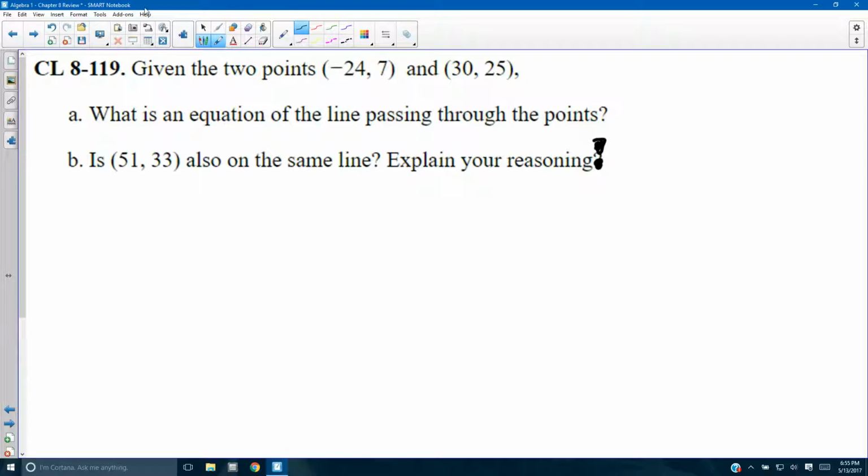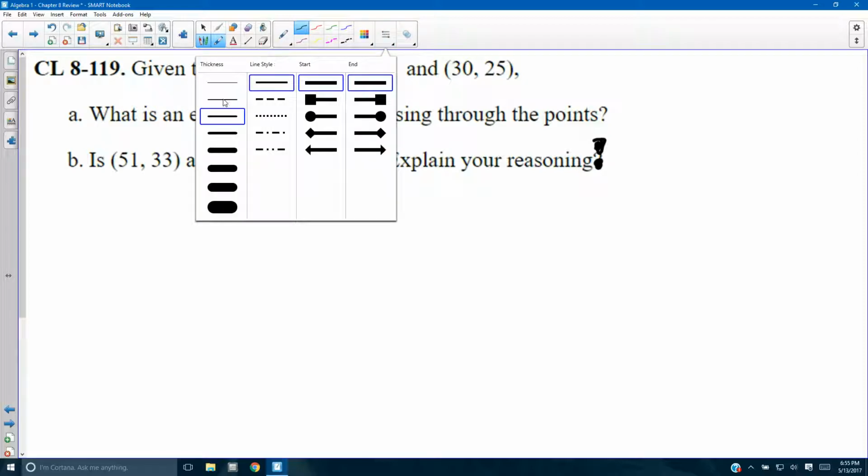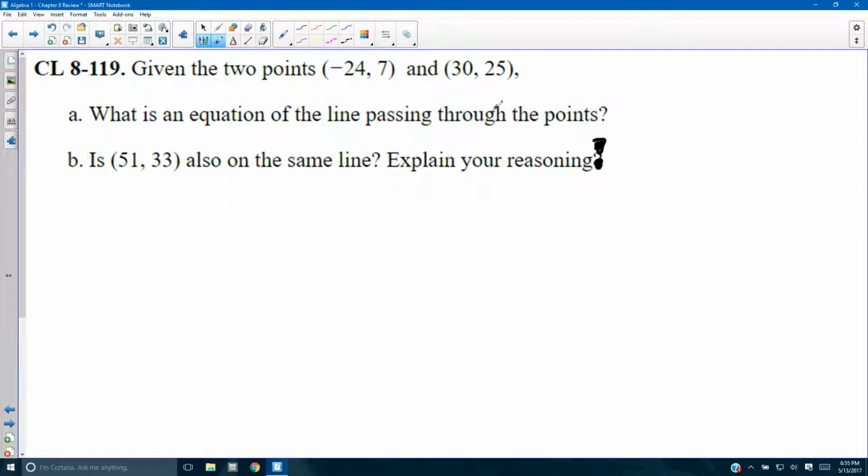First, we got to do part A. What is an equation of the line passing through the points? Well, a good question also is, what kind of equation do we use for this? This is a line. It's not a quadratic equation. We're back to lines again. This is y equals mx plus b, where m can be your slope and b can be your y-intercept.